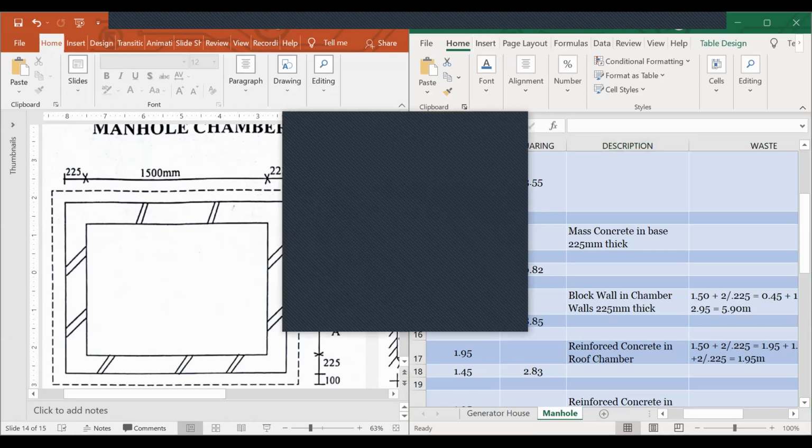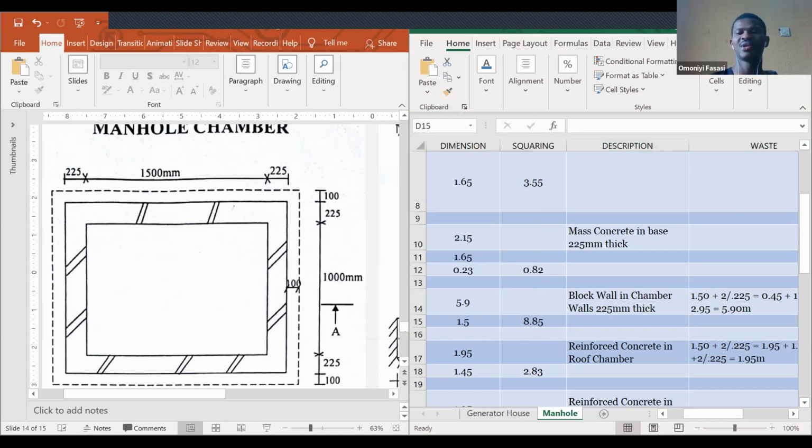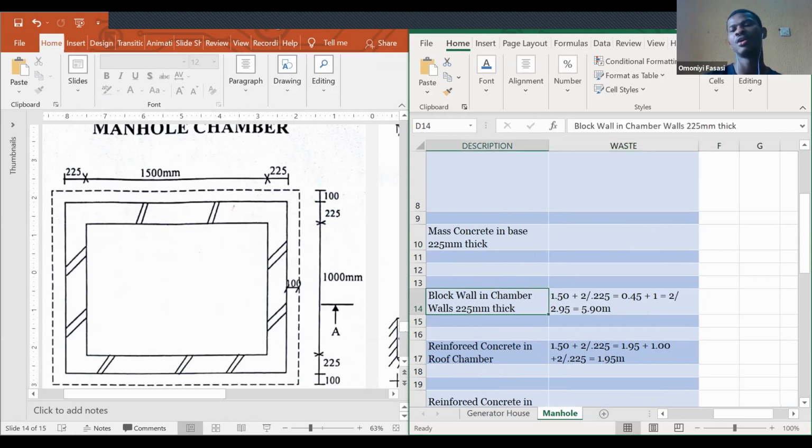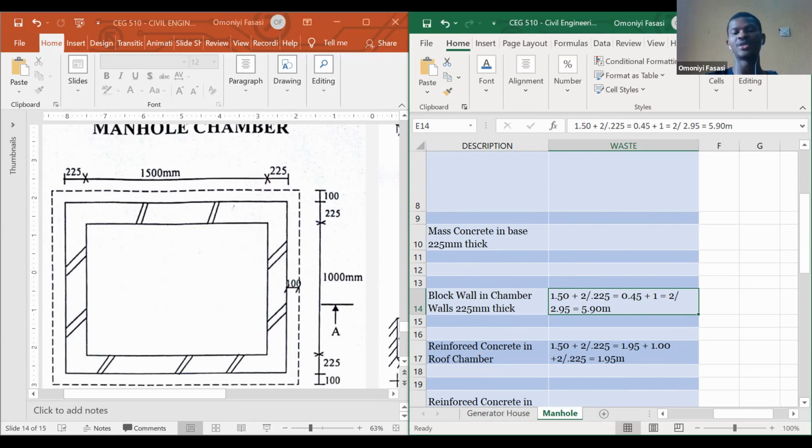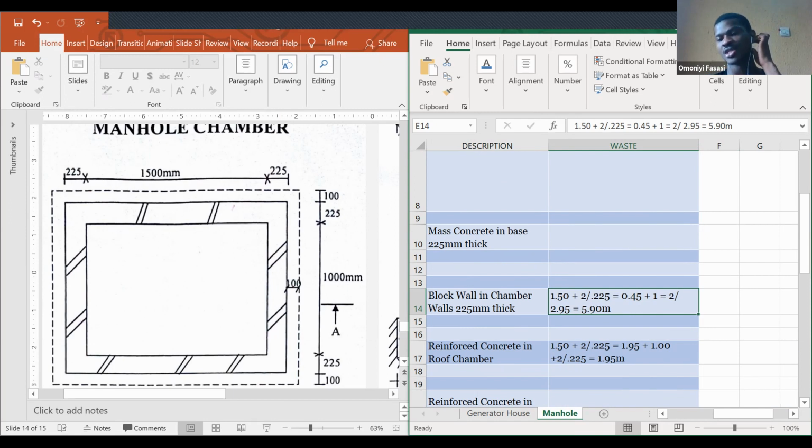For the block wall, how did you get 2.95? Where is 2.95? Under the waste column. Oh, that one was just me trying to arrive at a particular answer. 2.95 is 1.50 plus 0.45 plus 1, which is supposed to be the beginning from yea to yea. 100 mm is as good as 1 meter. So that answer is multiplied by 2.